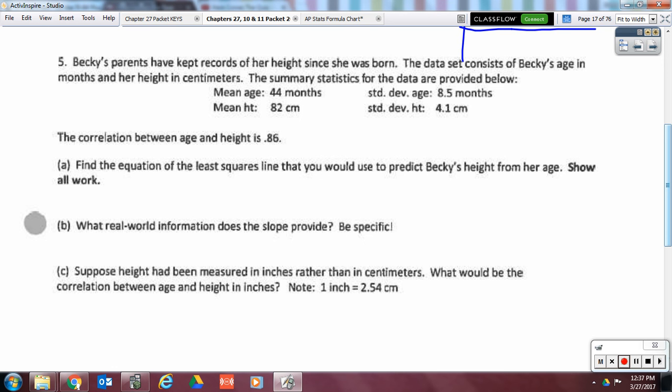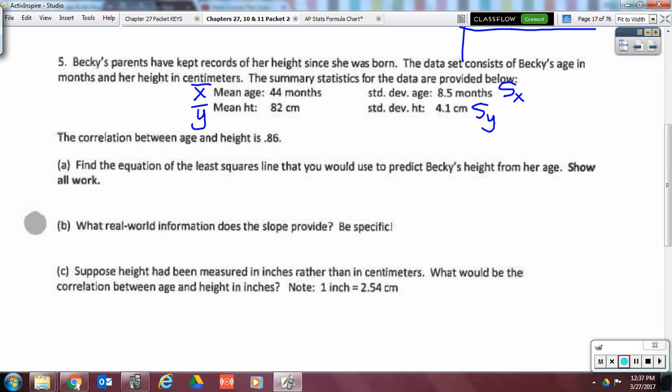Here we go. Becky's parents have kept records of her height since she was born. The data set consists of Becky's age in months and her height in centimeters. The summary statistics are provided below. So the mean of age and the mean of height, which one do you think is explanatory variable? Age. Yeah, because I think age is probably going to be explaining the height. So I'm going to say that the average age is my X bar, the average height is my Y bar. That means the standard deviation of the age is my S of X, and the standard deviation of the height is my S of Y.